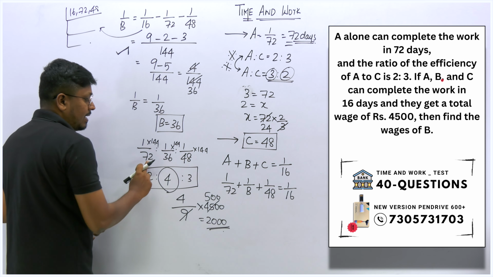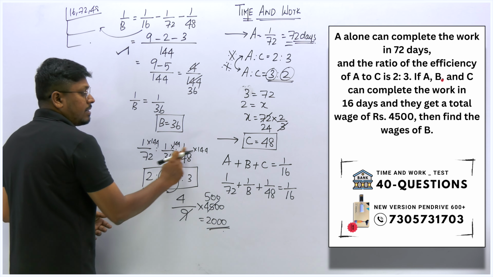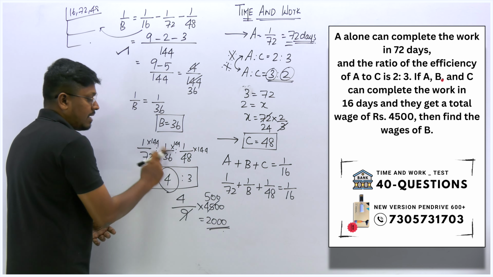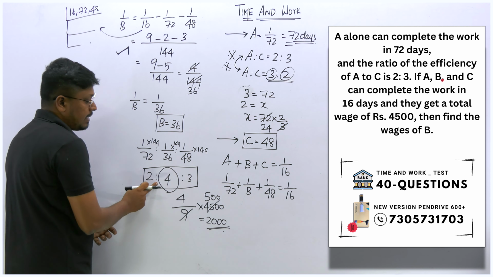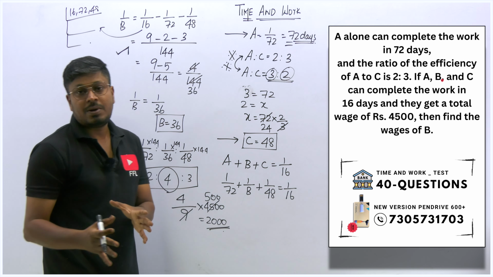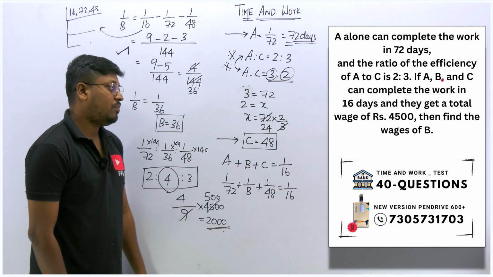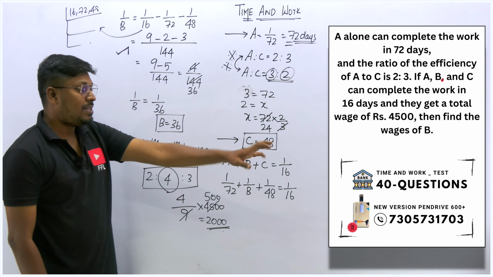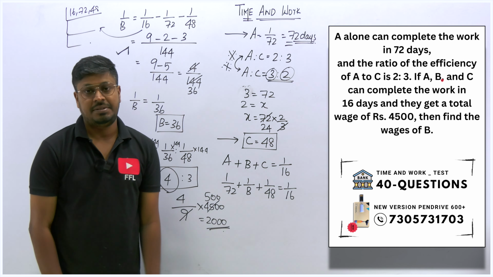That's the reason I have directly, without taking LCM, written 144 in order to convert into an integer. So by multiplying the number, we found the ratio. Once you find the ratio, sharing the total amount is easy. So the answer for this next question, where the wages of the person B is 2,000.